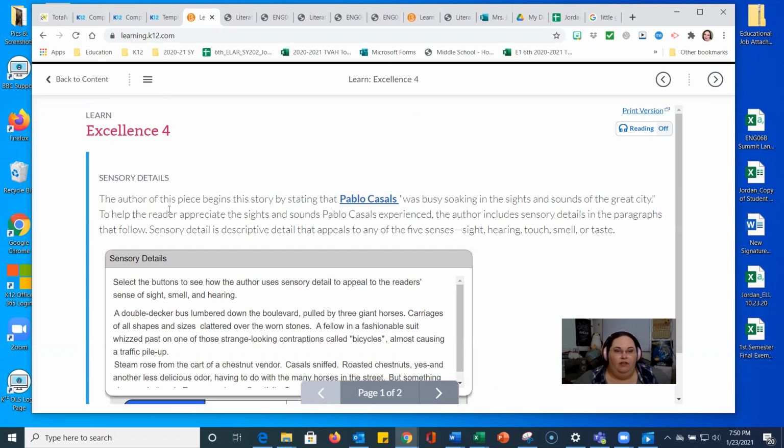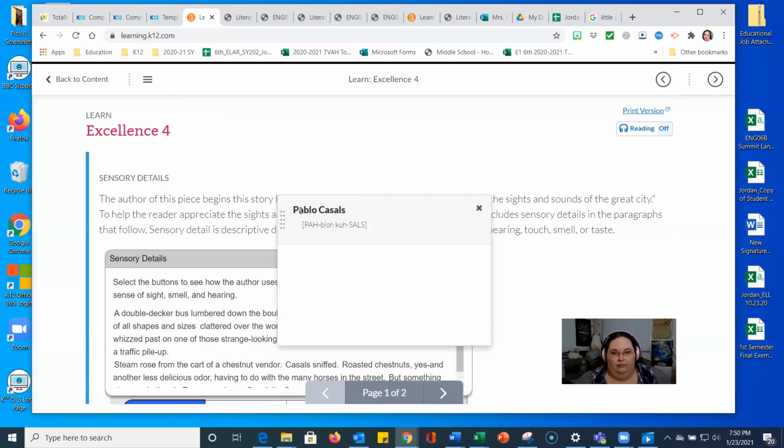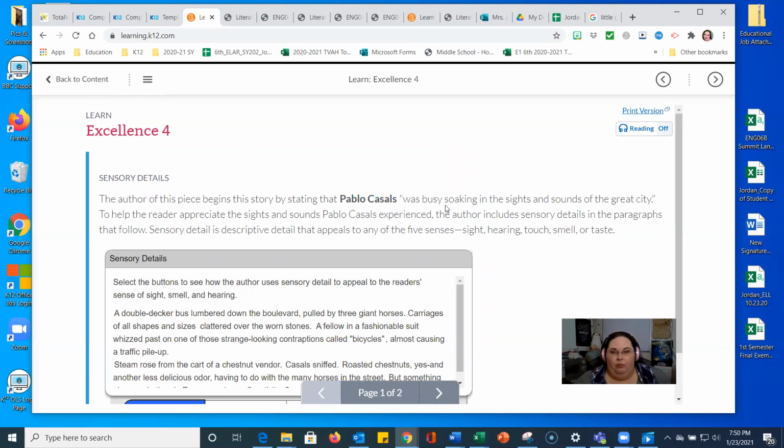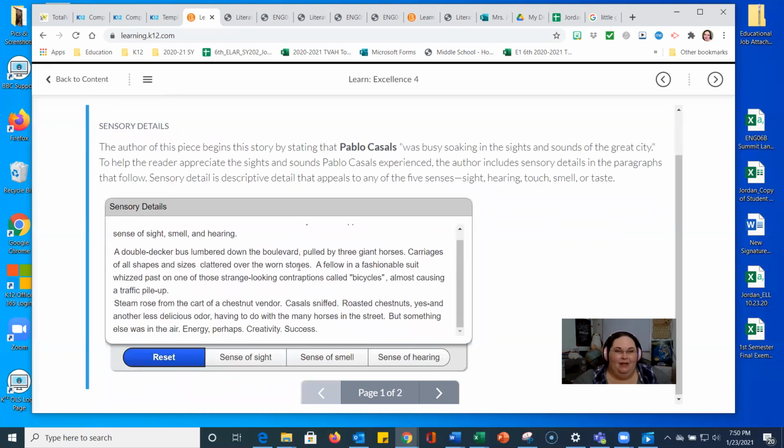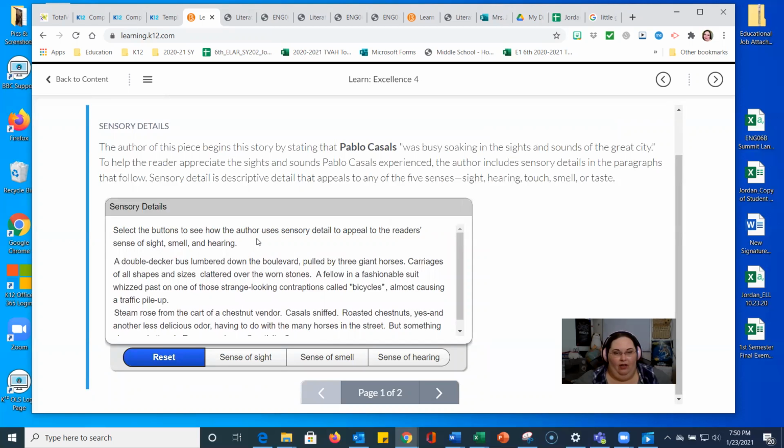Sensory details. The author in this piece begins the story by stating that Pablo Casals was busy soaking in the sights and sounds of the great city. To help the reader appreciate the sights and sounds Pablo Casals experienced, the author includes sensory details in the paragraphs that follow. Sensory detail is descriptive detail that appeals to any of the 5 senses: sight, hearing, touch, smell, and taste.